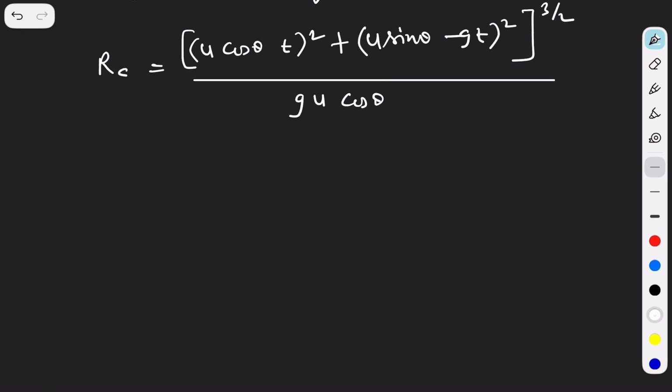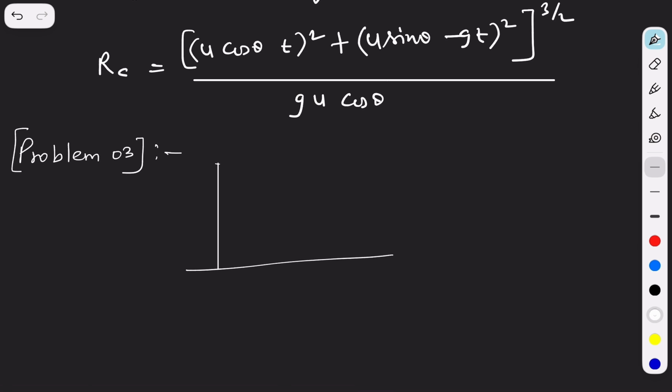So guys, let me write down problem number 3. The question says that a particle is projected horizontally from the top of a tower with velocity v naught. So this is projected with velocity v naught, and then it says if v be the velocity at any instant.